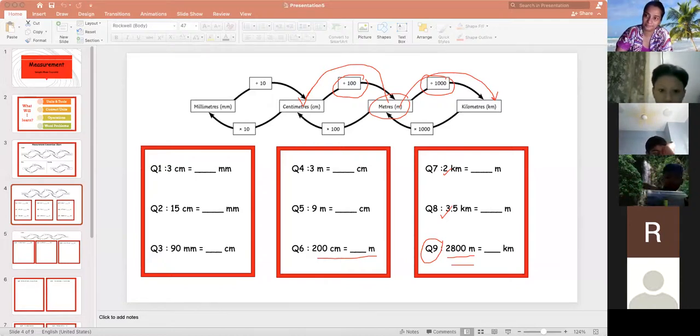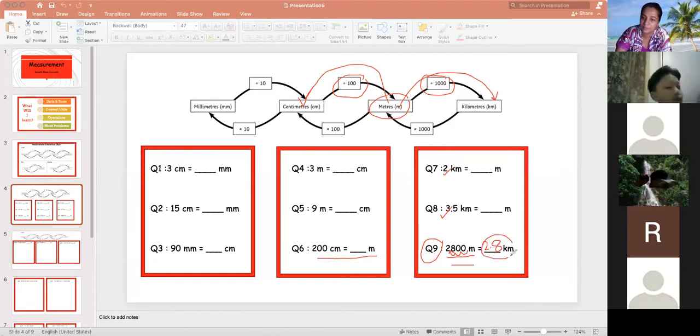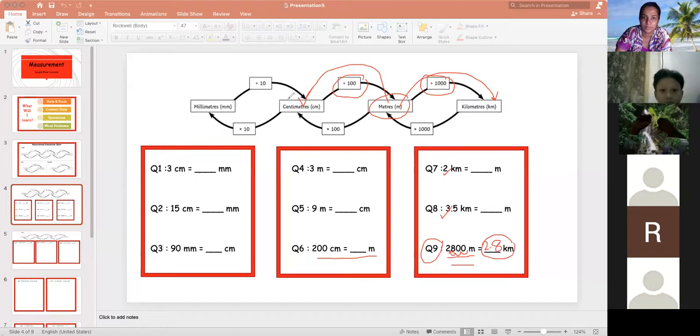Well done. So divide by 1,000 means I take from here 1, 2, 3. Got 3 zeros. So I put my decimal here. Lester, check your answer again. It's 2.8. Where can get 38,000 centimeter? Look at the unit carefully. Nak kilometer, bukannya centimeter. Okay?